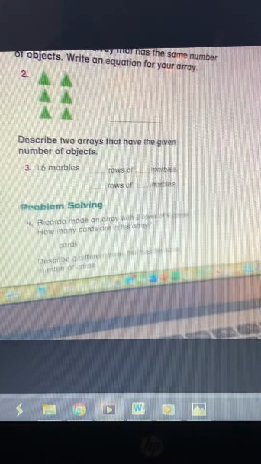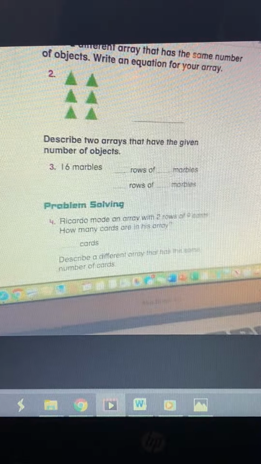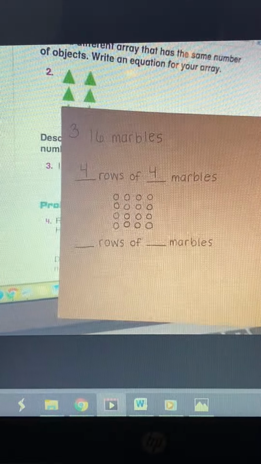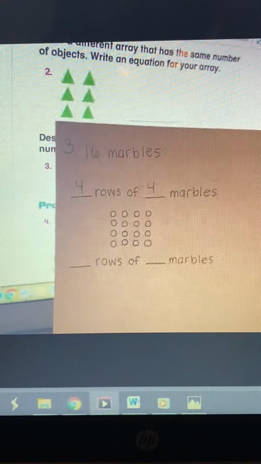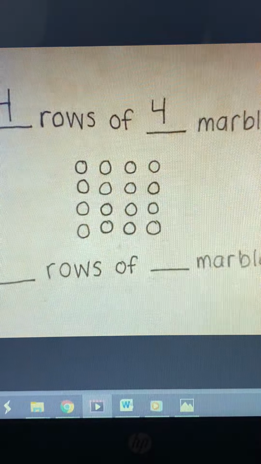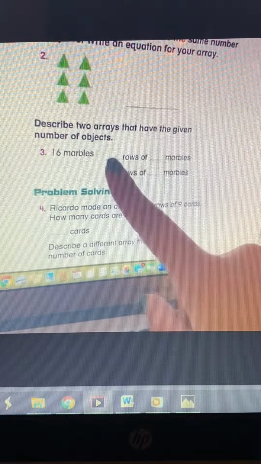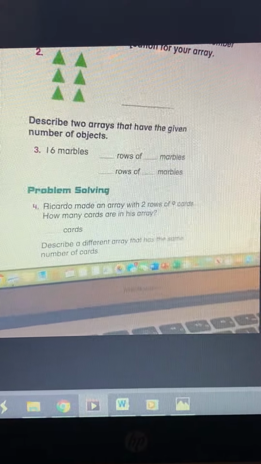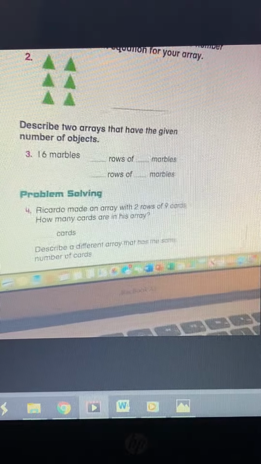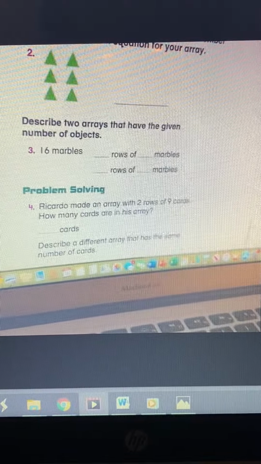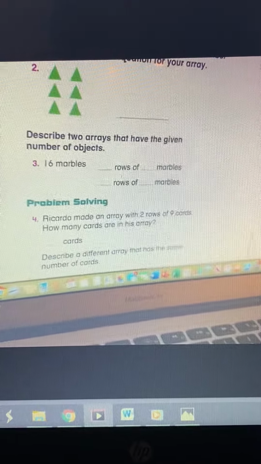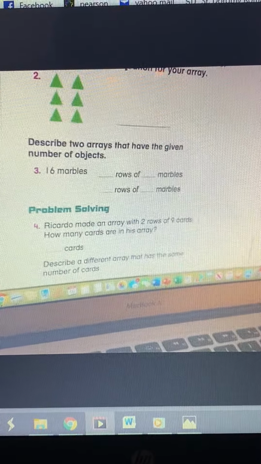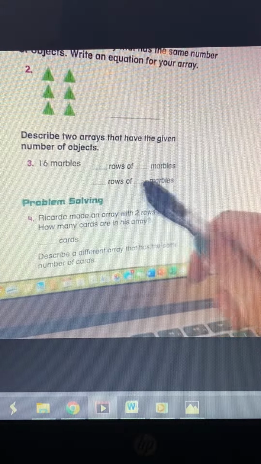So if I was thinking, I could draw little circles or little squares on the side. And like here, I wrote at first that I could have 4 rows of 4 marbles. So I drew 4 rows and then 4 marbles. Make sure you write 4 rows of 4 marbles. And then next, you are going to have 2 rows of 8 marbles. I just wrote that really quickly. Make sure you write 2 rows and then 8 marbles.